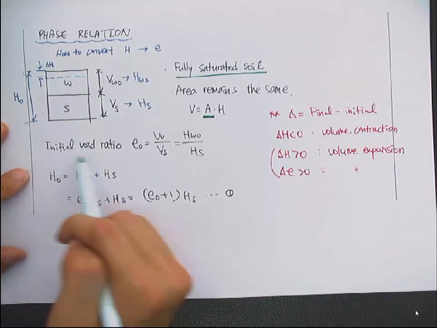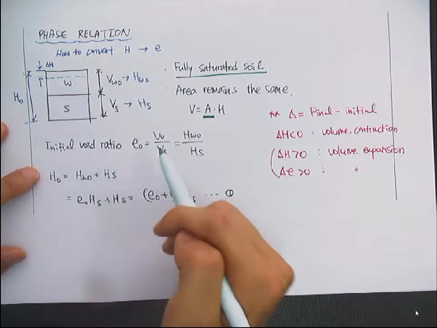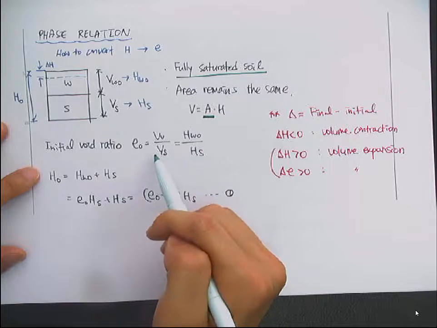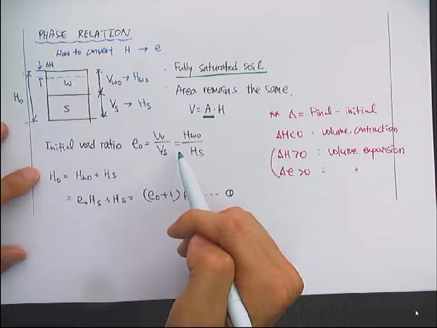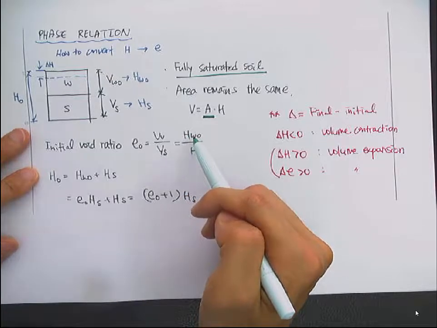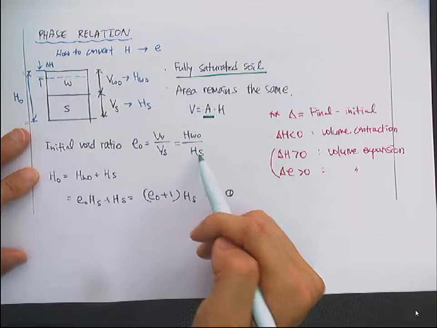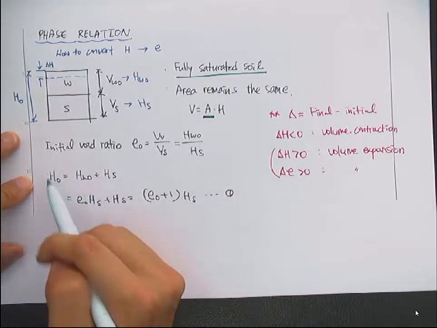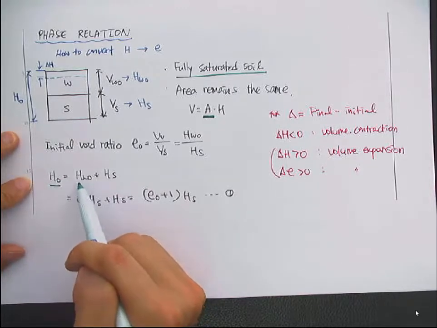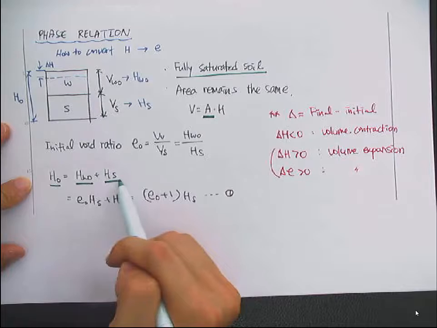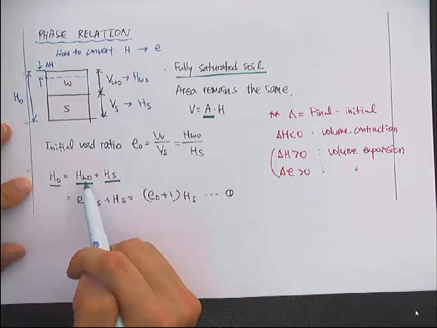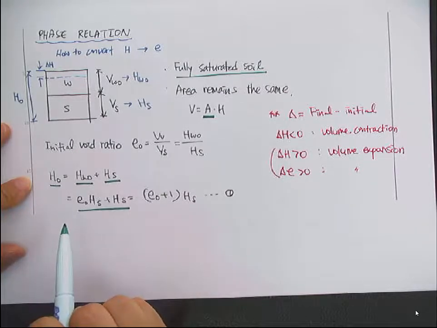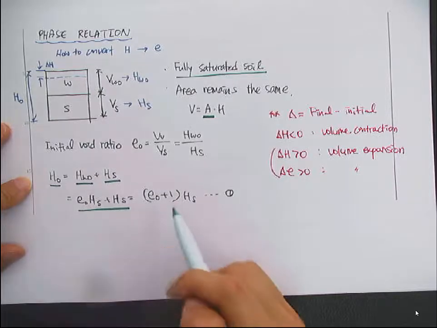So initial void ratio, the definition of the void ratio is volume of void over the volume of solid. So this is the e naught. And if we convert it to the H, the height of each phase, the height of water and the height of solid, these two values will give you the initial void ratio. And H naught is the total height. Total height is the sum of the water height and the solid height. And here, Hw naught, the water height, can be converted to the function of the void ratio and the solid height. So we get this equation.